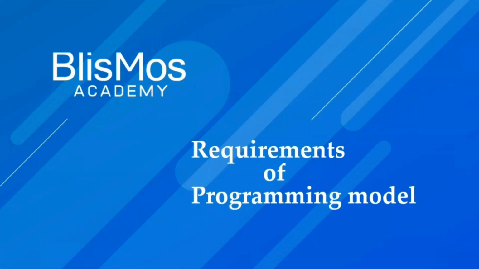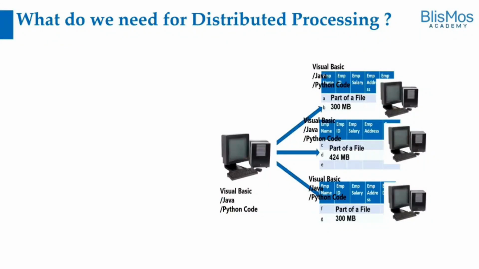Hello again. In this lecture, we'll try to understand what the requirements of a programming model are. Remember, we learnt what distributed processing is. Distributed processing, which is also called parallel processing, is also called taking the computations to the node. But do you think distributed processing happens on its own?